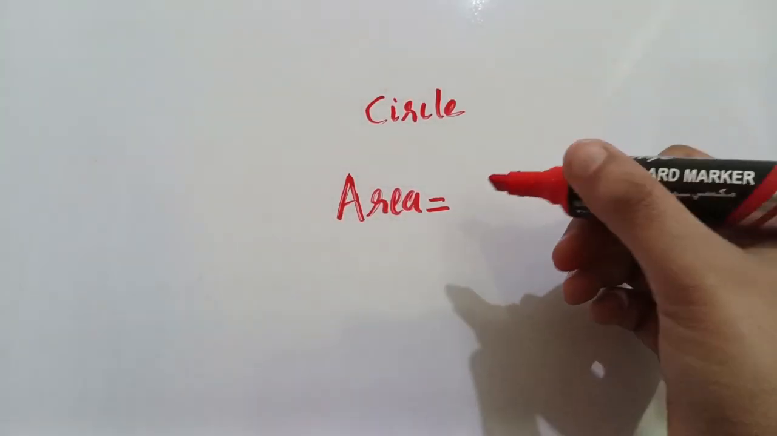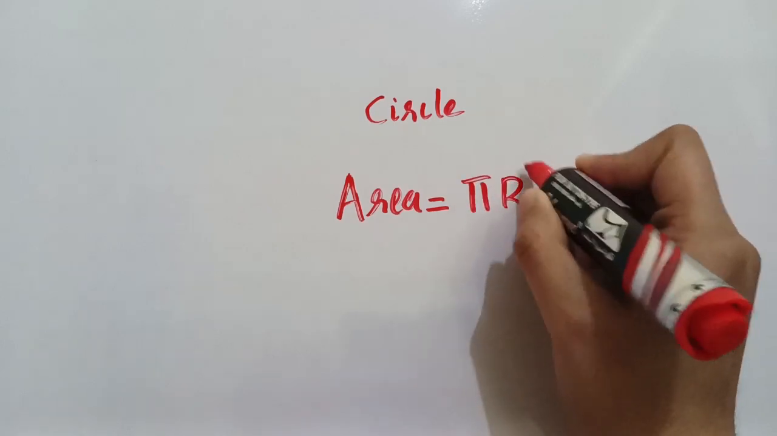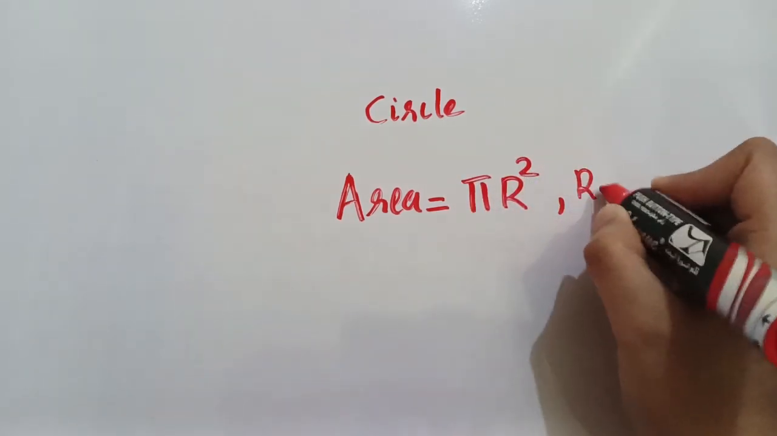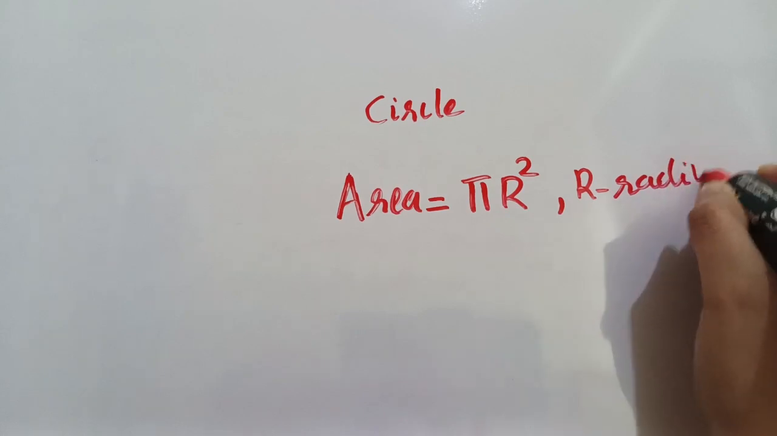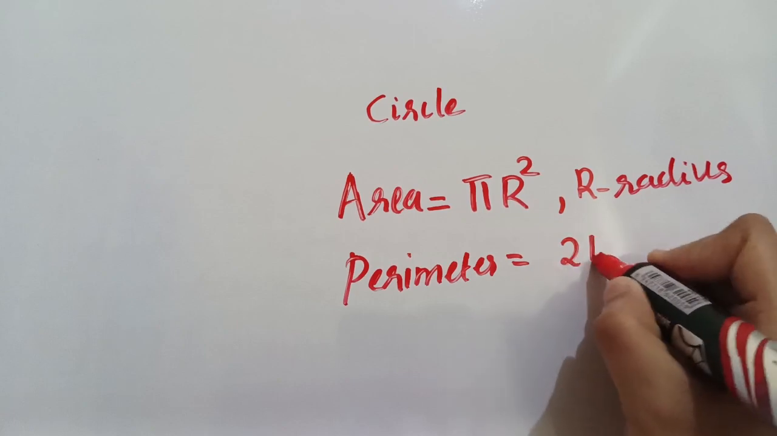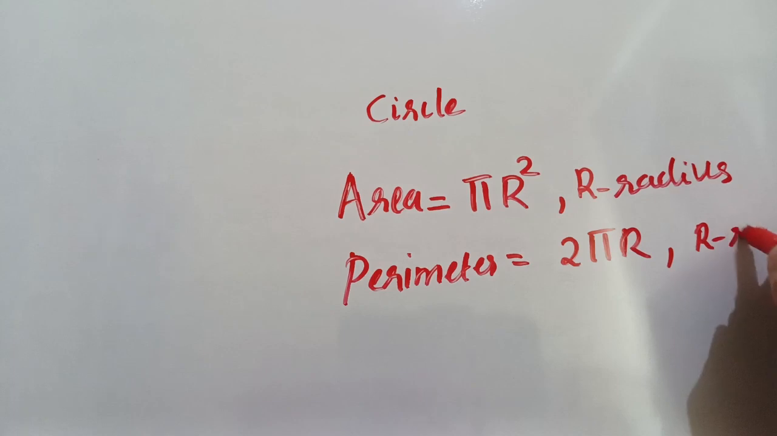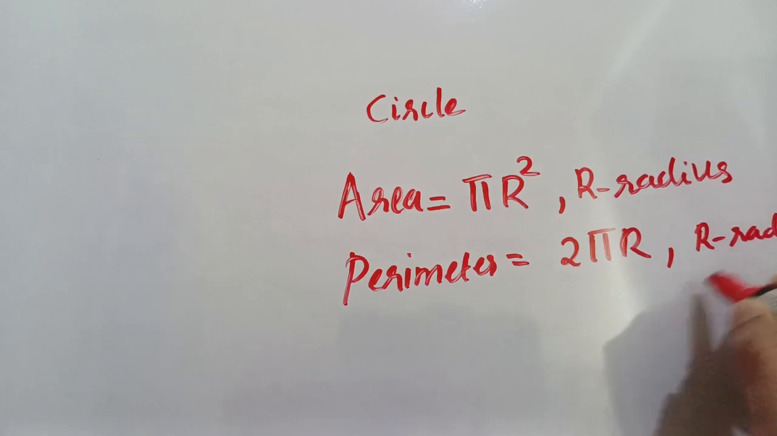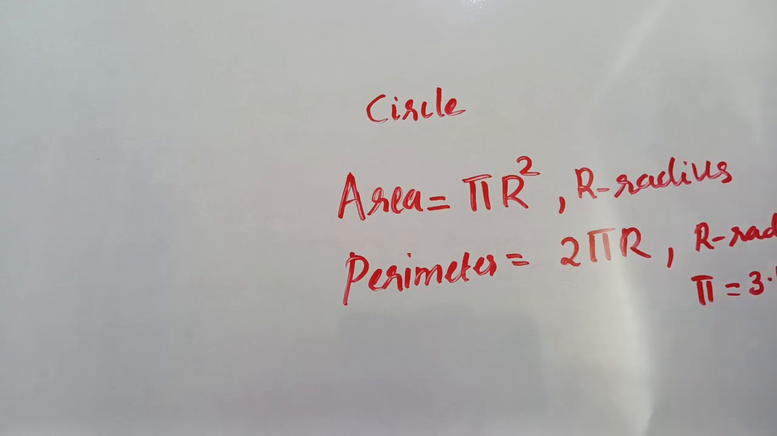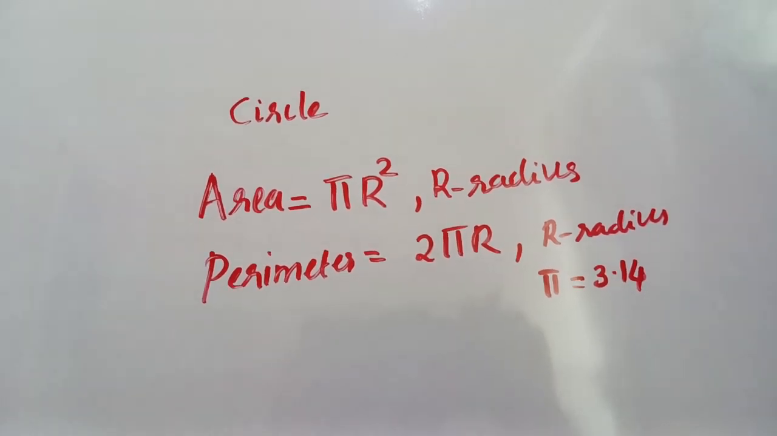Next we can look area of circle. Area of circle is given by pi r square, where r is the radius of circle. Next, perimeter of circle is 2 pi r, where r is the radius of circle. Value of pi is equal to 3.14. This is the important formula related to the circle.